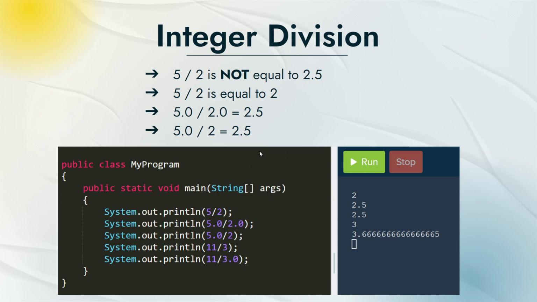So you can pause the video and look at these examples. They show some examples of how integer division works. Each print statement corresponds to each output in the console. So there are 5 print statements and 5 outputs in the console. You can pause the video and look at it for more examples.